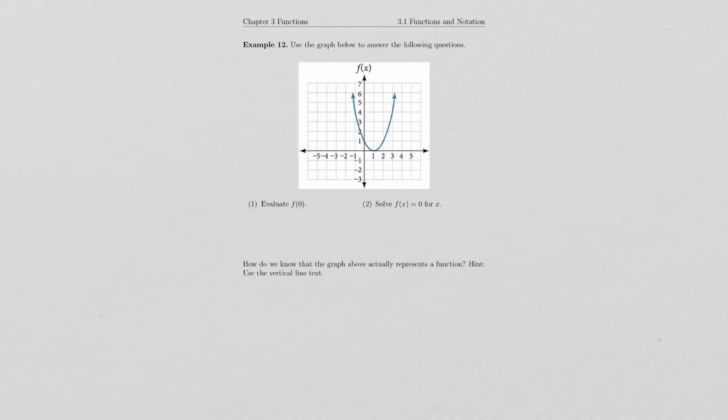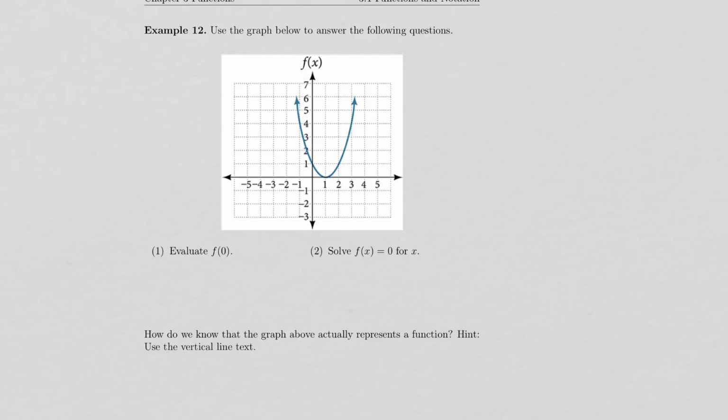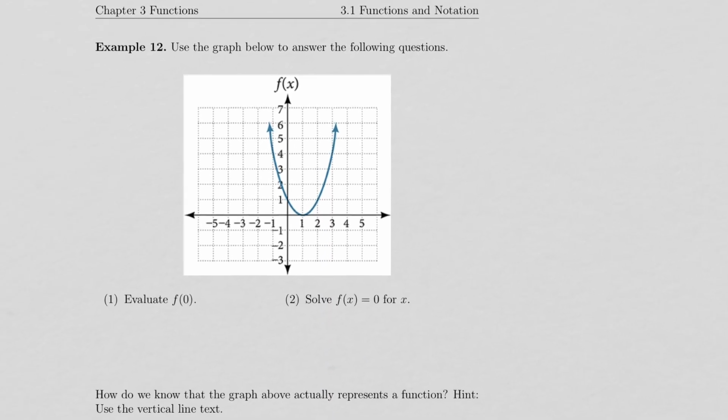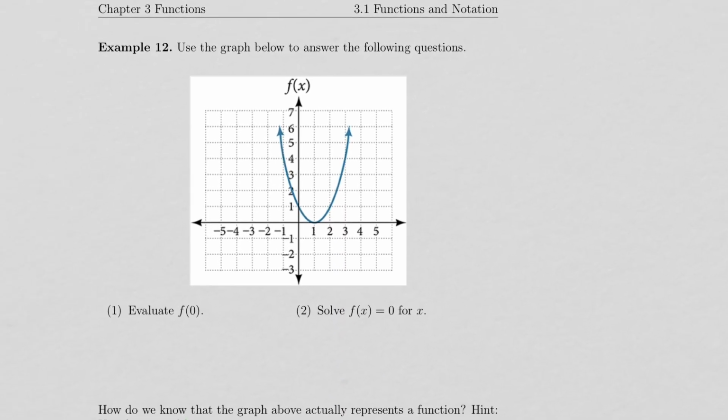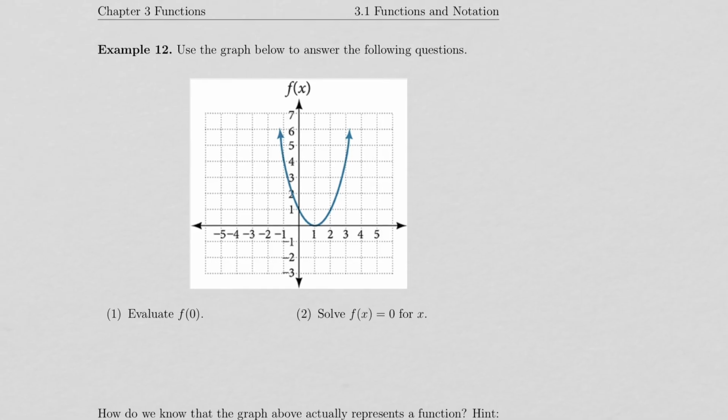Okay, let's look at a little bit now at functions as graphs. There's a test to see whether a graph is actually a function or not. It's called the vertical line test, which I'll mention in a minute here. It turns out in this case, this parabola is a function, because for each input there's only one output here. So for each input, each x, there's exactly one y value.